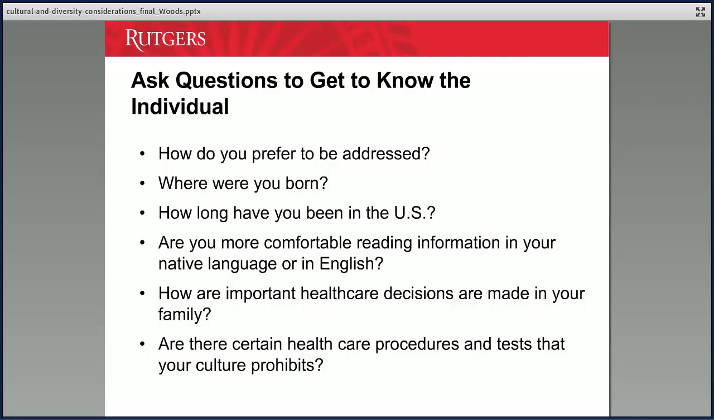Are you more comfortable reading information in your native language or in English? How are important healthcare decisions made in your family? In some families or cultures, it's a collective cultural system, and some are individual. In a collective system, the decision might be made as a group, or there might be a head of the household. Are there certain healthcare procedures or tests that your culture prohibits?